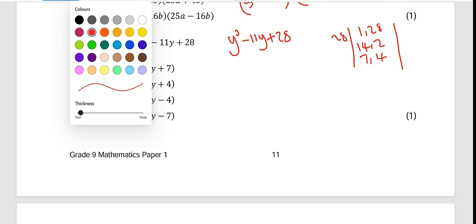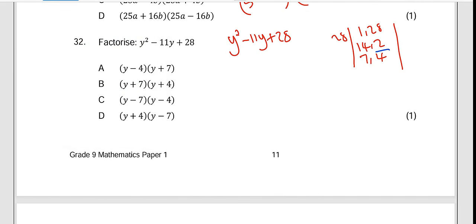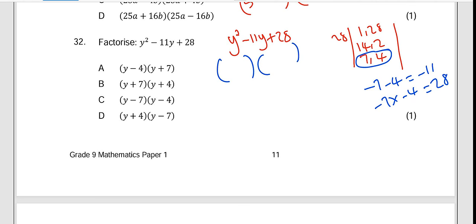Those numbers, when we multiply them, must give me 28. When I add them, they must give me -11. The combination is 7 and 4, because -7 minus 4 gives me -11, and -7 times -4 gives me 28, meaning that I'll have y here, y here, -7, and -4. Number 32, the correct answer is C.